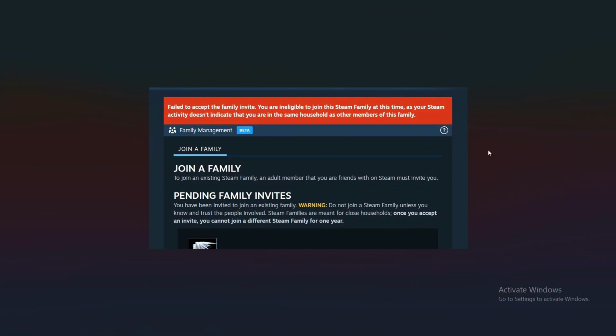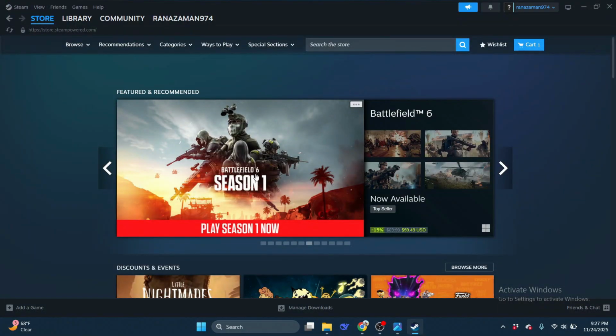If you are receiving this error while trying to join a Steam family, it usually comes down to a few criteria that Steam uses to determine whether accounts are in the same household. The first requirement is that both accounts must be in the same country and region. Second, they need to have a same or consistent IP address. And third, Steam looks at similar activity patterns to verify household sharing. To solve this issue, there are a few steps you can follow.